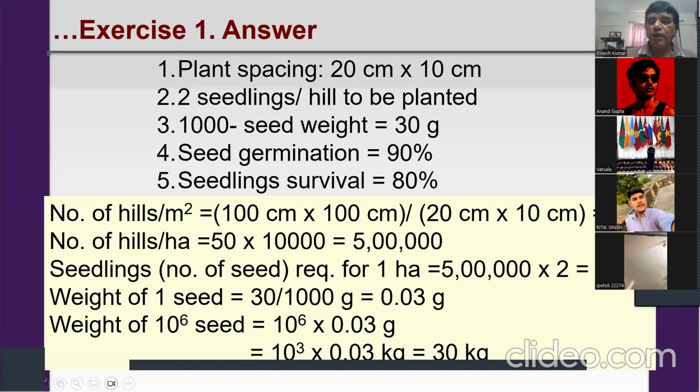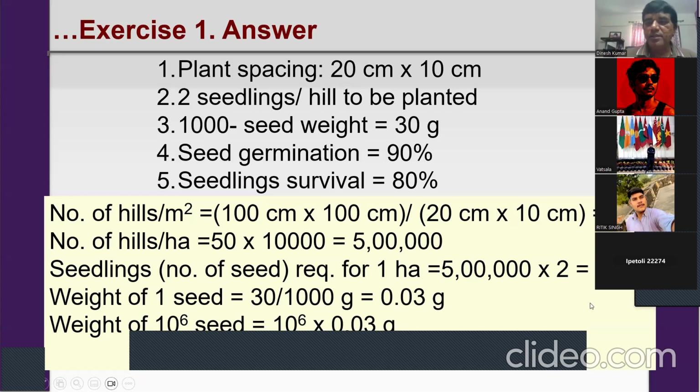Now we need to know the weight of 10 to the power 6 seeds. In this case, we know the 1000 seed weight is 30 gram. So the weight of one seed will be 0.03 gram. You can divide 30 by 1000 gram, so it comes out to be 0.03 gram. So the weight of 10 to the power 6 or 10 lakh seeds will be 10 to the power 6 into 0.03 gram. Multiply it and solve it. It comes out to be 30 kg. So you can see it is 30 kg.